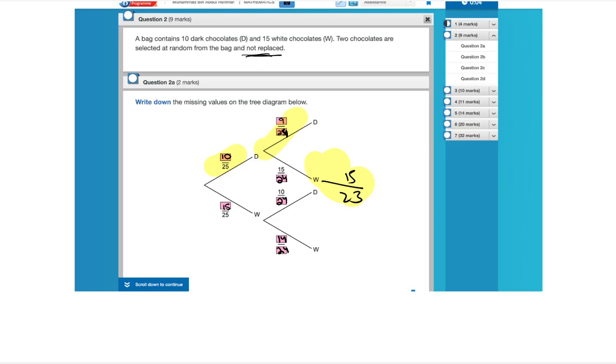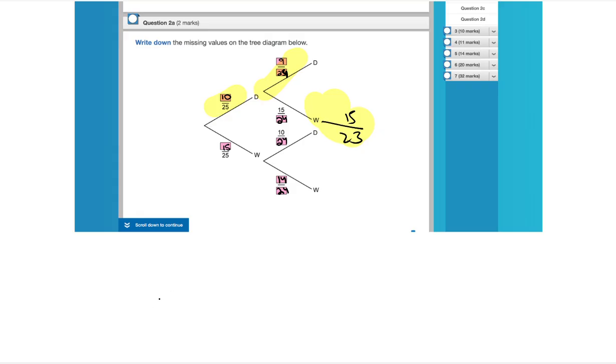So what do we have to do? First things first, we have to solve this together. 10 over 25 multiplied by 9 over 24 multiplied by 15 over 23.